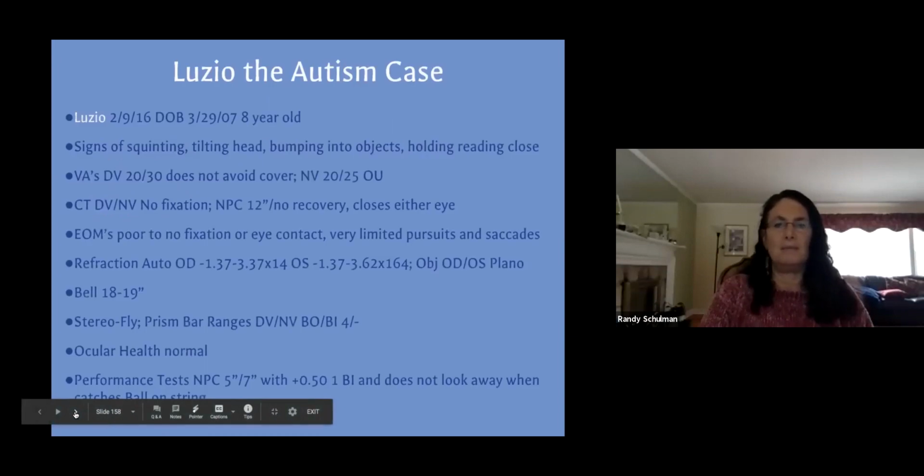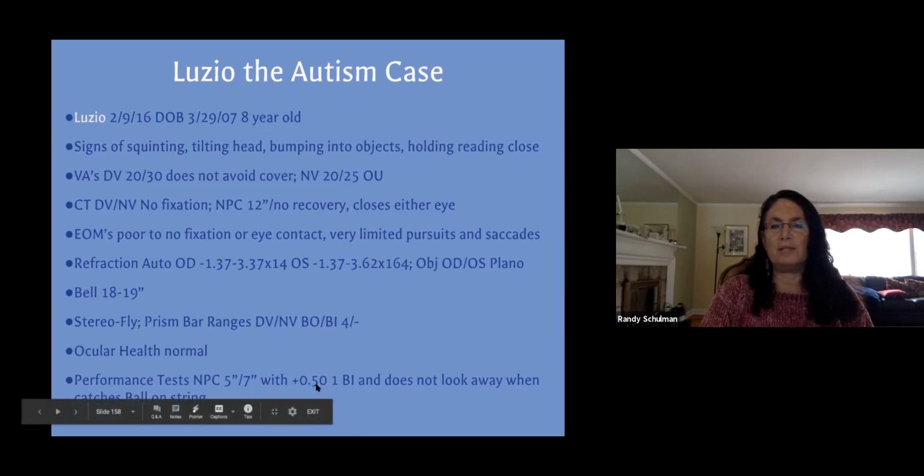This one I'll run through. Very, very limited language, squinting, tilting, bumping into things. And the NPC was only 12 inches, showing a little minus, but essentially plano.